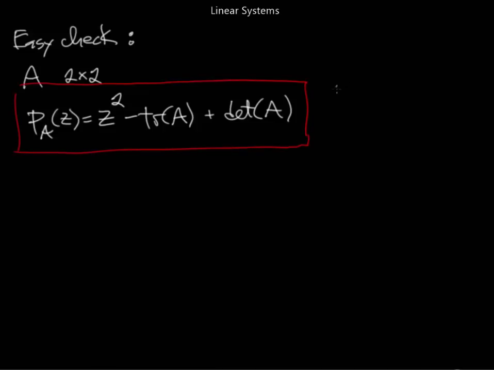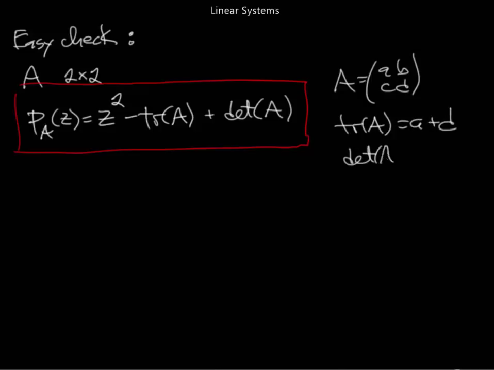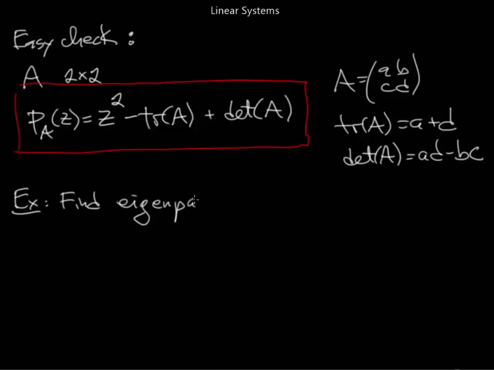If you just write down a 2 by 2 matrix with entries A, B, C, D and compute it, you'll see that you get that. The trace is A plus D, and the determinant is AD minus BC. So, for example, let's find the eigenpairs for the following matrix. Let's take the matrix 1, 1, 4, minus 2.